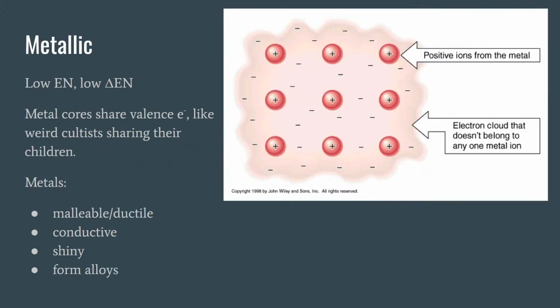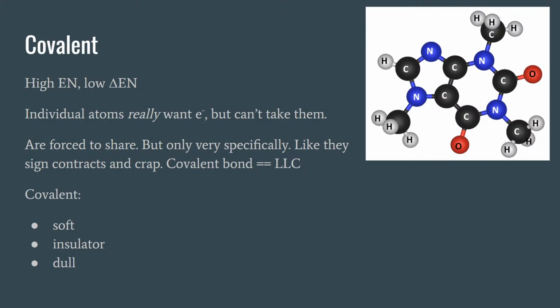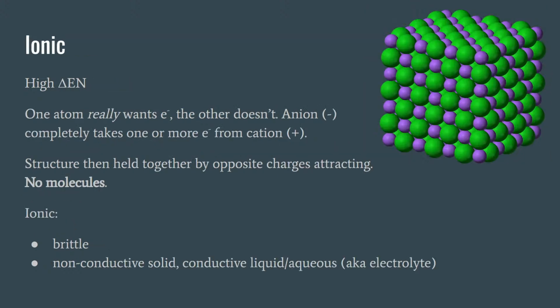You have your metallic compounds that we're not going to talk about anymore after this. You have your covalent compounds, and you have your ionic compounds. You're going to spend a lot of time talking about covalent and ionic compounds moving forward.